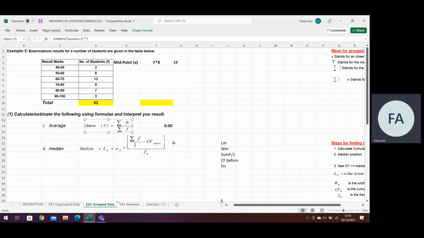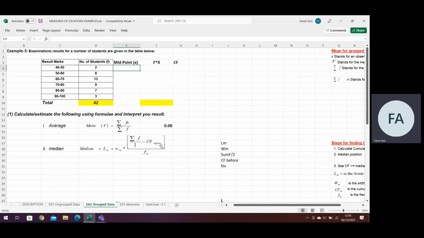Now do we have x? We do not have x. As we discussed in the previous video lecture, x is basically the midpoint of the class. So we can calculate it first. How to calculate the midpoint? Lower limit plus upper limit divided by 2.